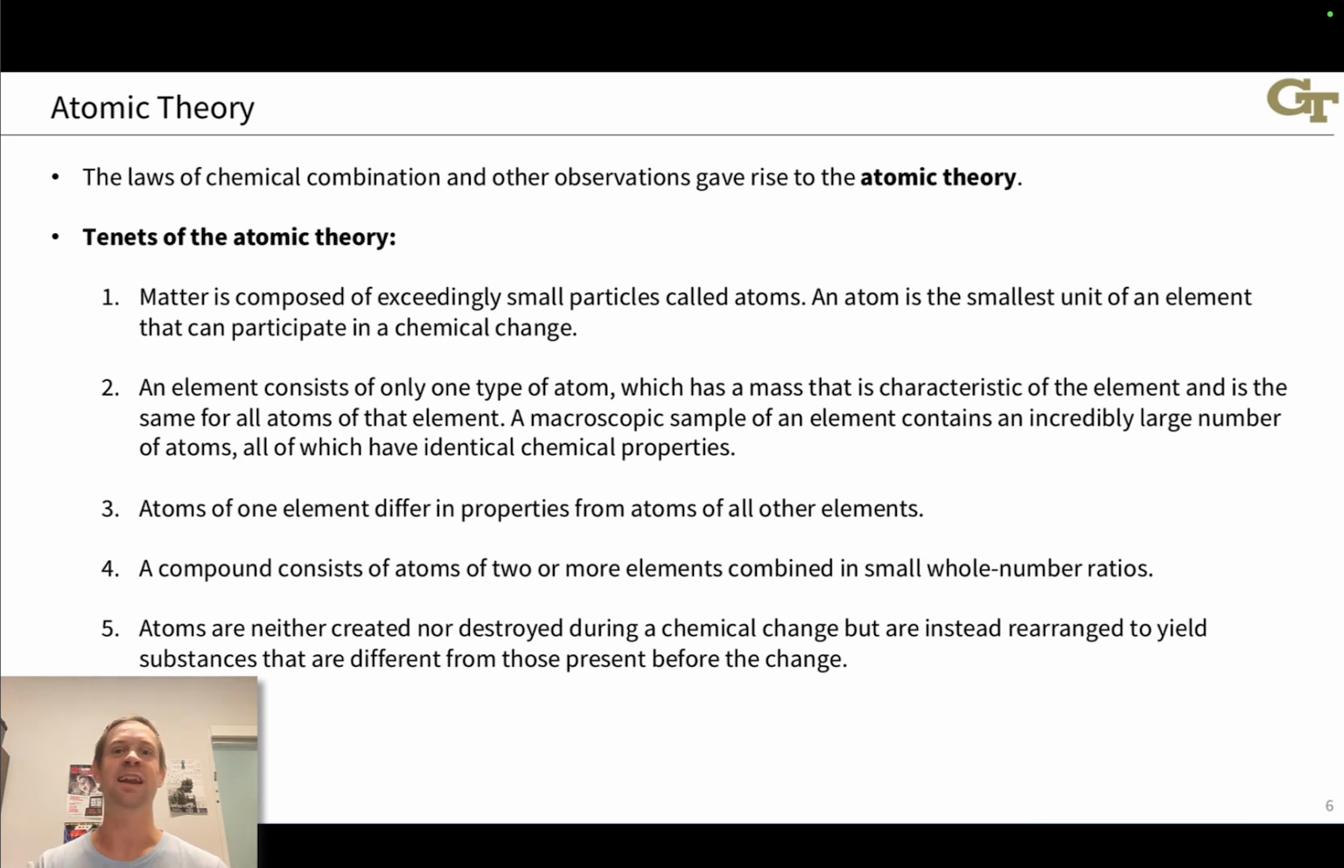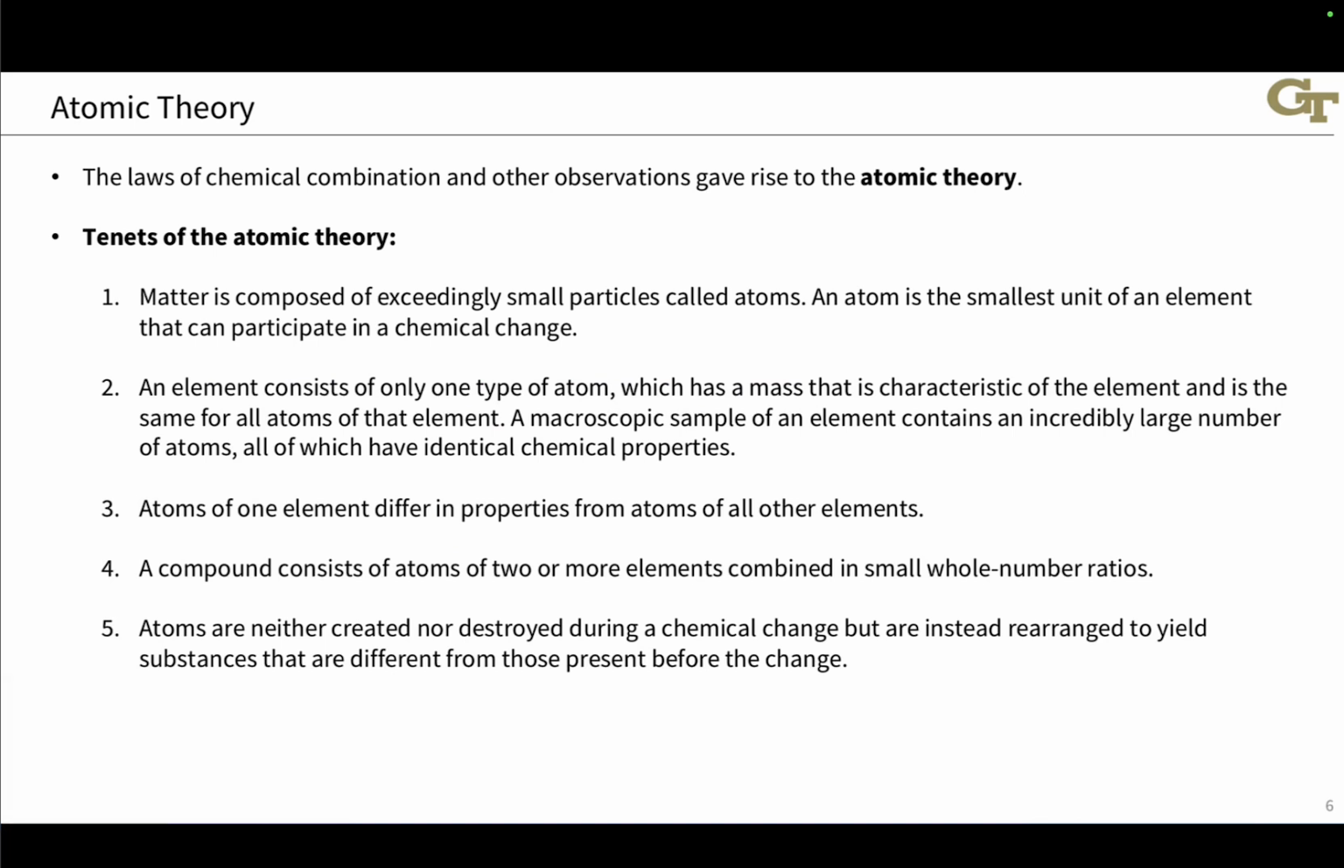Now, we now know that atoms are submicroscopic chunks. These are extremely, extremely tiny pieces of matter that give rise to the identity of the elements. And the theory surrounding atoms is known as the atomic theory. There are 5 tenets to the atomic theory, and they're listed on this slide.